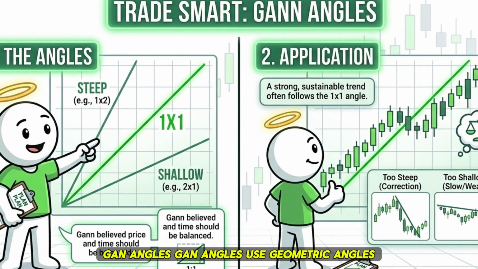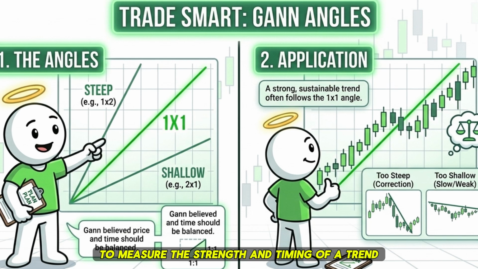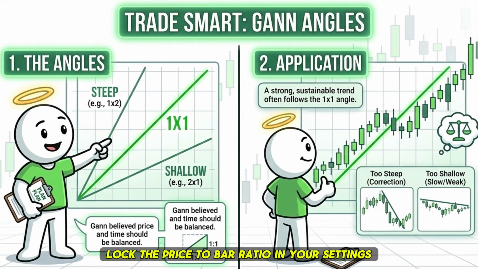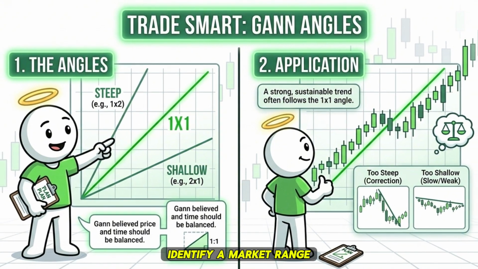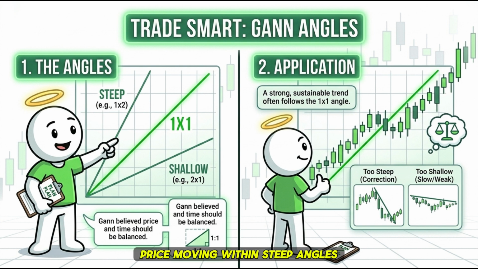Gann angles. Gann angles use geometric angles to measure the strength and timing of a trend. To apply them, you must lock the price to bar ratio in your settings, identify a market range, and draw a 45-degree angle, the 1-by-1 line. Price moving within steep angles indicates an aggressive trend, while shallow angles suggest a weak trend. The various lines in the Gann fan act as dynamic support and resistance.